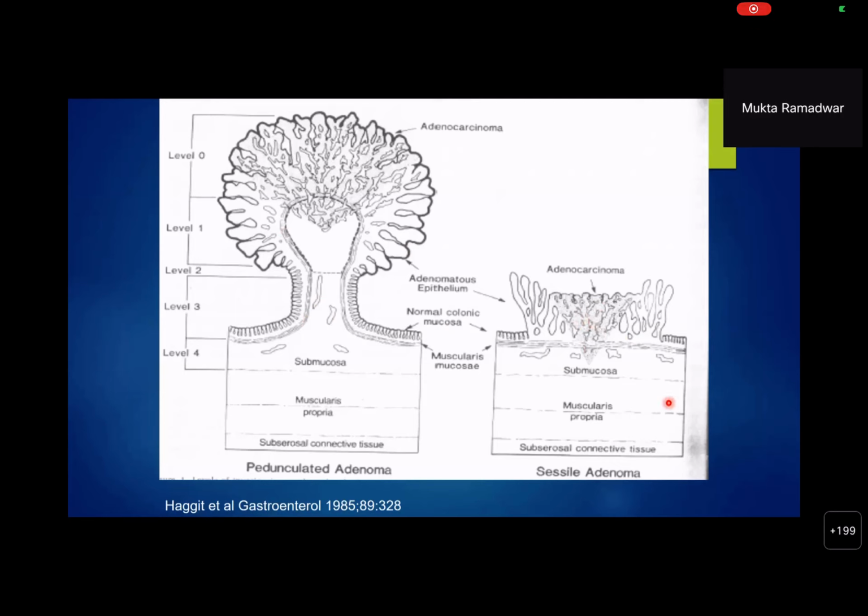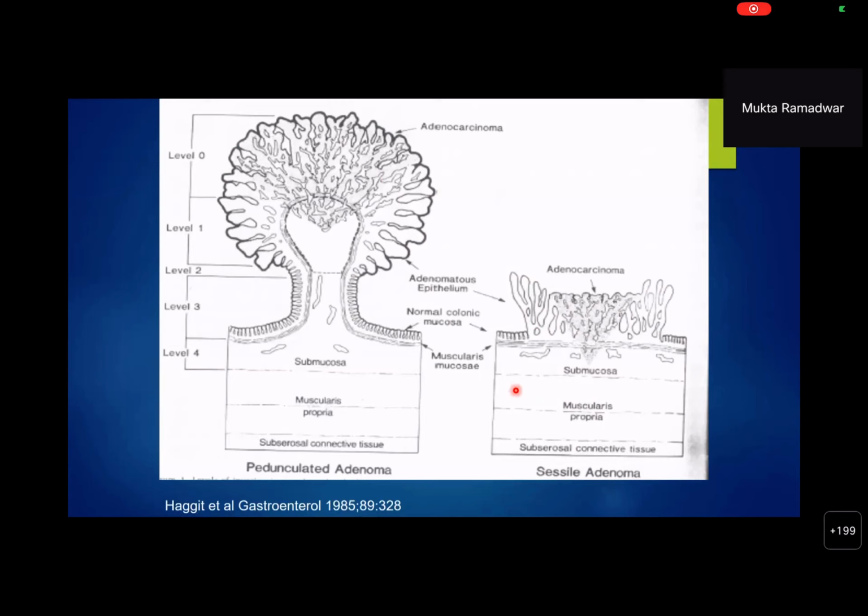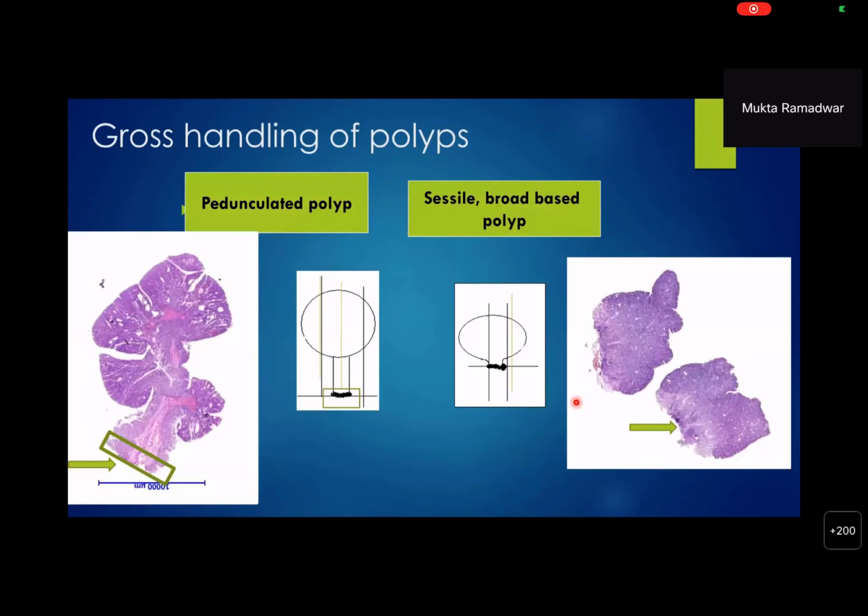As against a pedunculated adenoma, if the carcinoma is arising here, as we saw in case 1, it still has to traverse the stalk and then go to the main wall of the colon. But as we saw in this case, which was a sessile polyp or an adenoma, this adenocarcinoma involved the base and it has a direct connection to the main wall of the colon. So the adenocarcinomas arising in sessile adenomas have more propensity to involve the colon, and these patients are more likely to undergo revision surgeries.